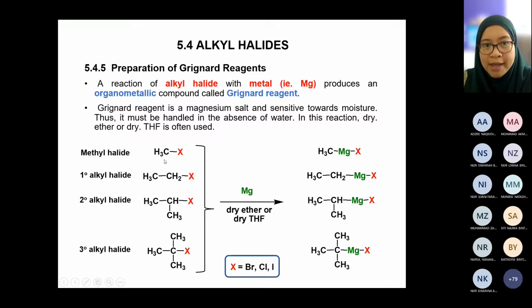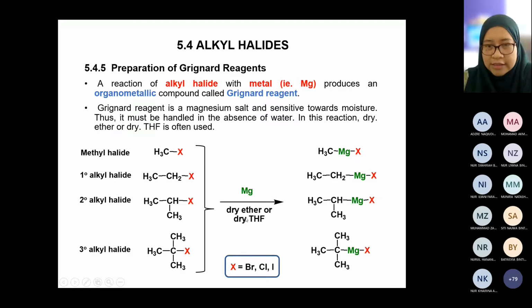So in order to prepare this reagent, it must be in the absence of water. Meaning water should not be in the reaction. So we have to make sure that the condition is dry. One way is to use a solvent that prevents water from interfering with the preparation. Basically we use alkyl halide as our starting material. We react it with magnesium in dry ether or dry THF. These are the conditions and the reagents.